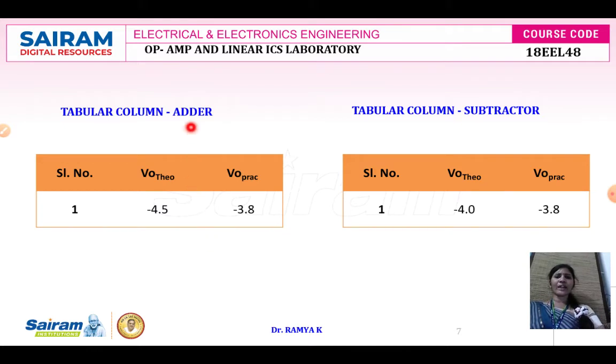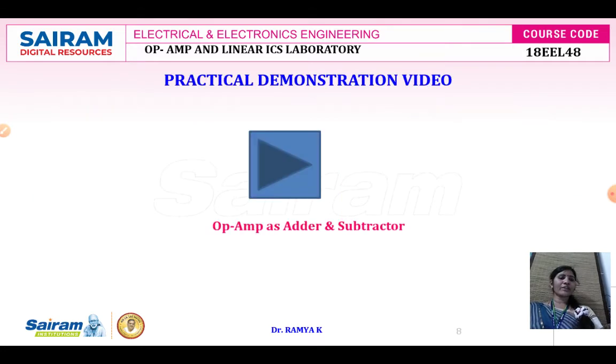For the adder circuit, the obtained theoretical value is minus 4.5 and practically we get minus 3.8. In the case of the subtractor, why do we get minus here? Because the input is connected at the inverting terminal, so we get the output as minus. In our subtractor, the difference between the two voltages, theoretically we have obtained minus 4 volt, but practically we have obtained 3.8 volt. Now we can see the practical demonstration video of op-amp as adder and subtractor.